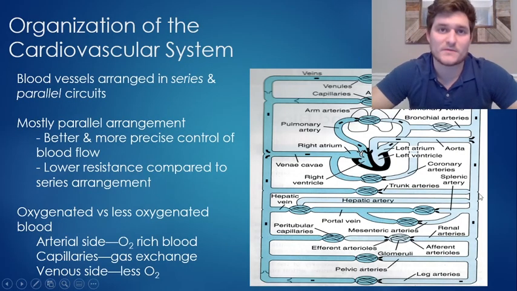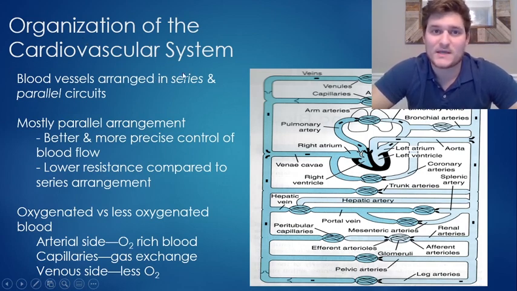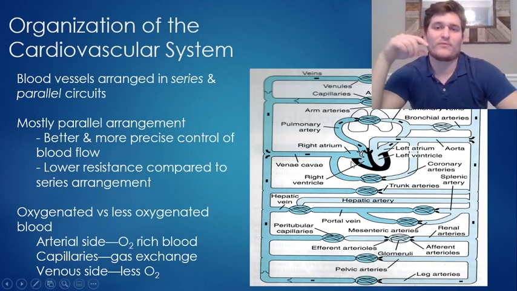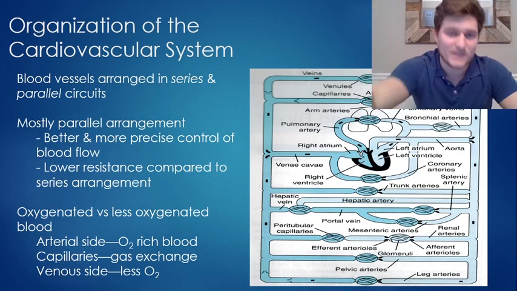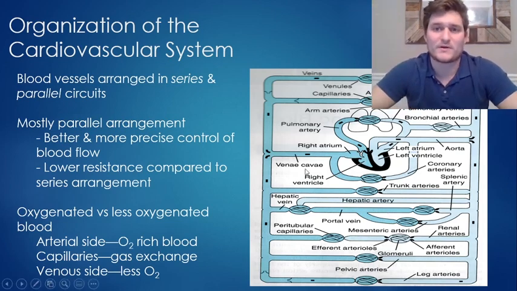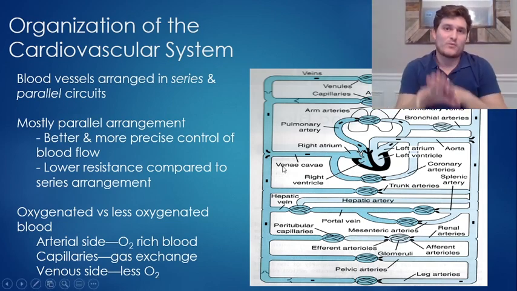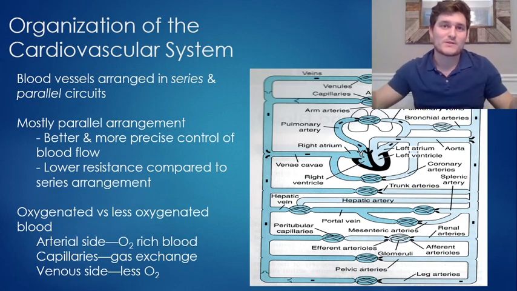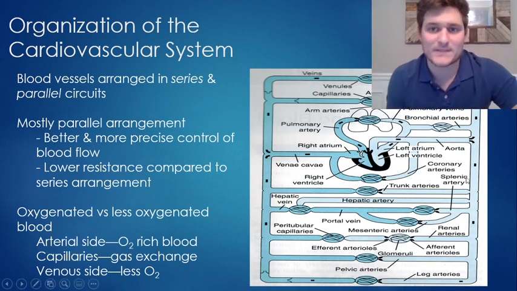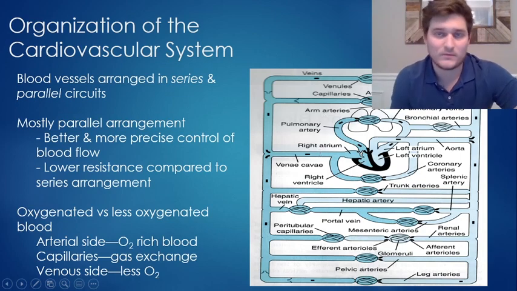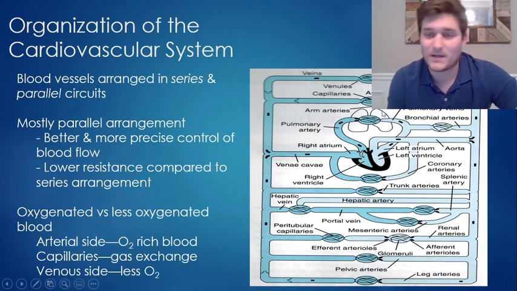Our blood vessels are set up in series and parallel circuits. Series circuits means that the blood has to travel from one destination to the next in one continuous series. However, a parallel circuit is when blood vessels will branch in different directions so blood flow can be distributed across different areas of the body. In general, the circulation is set up in a parallel circuit.